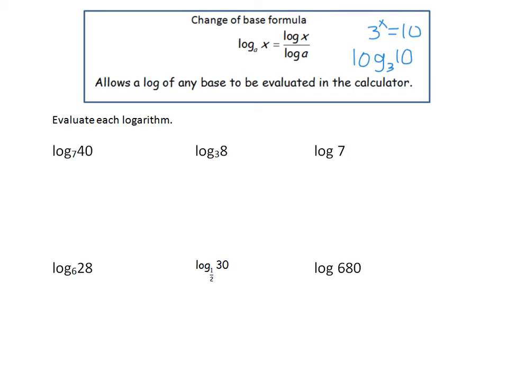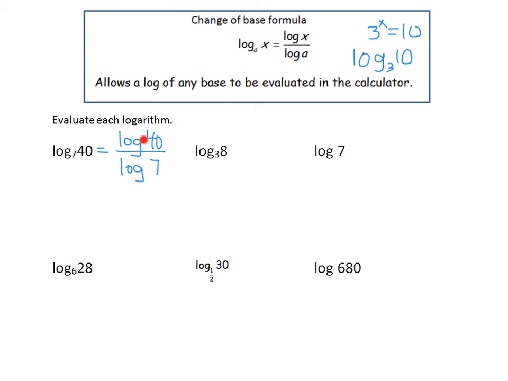So, since we have log base 7 of 40, that means we do not have a common log. So we can use the change of base formula, which will allow us to evaluate this log on our calculator. So log base 7 of 40 we are going to be able to rewrite as the common log, so we don't need the 10 there, but the log base 10 of 40, so the number that is not the subscript, over log base 10 of 7, which is the subscript number.